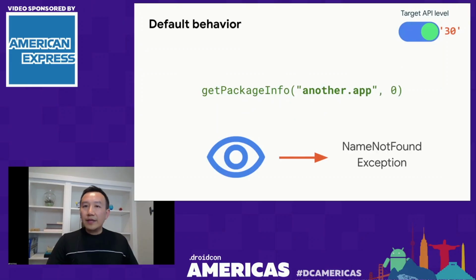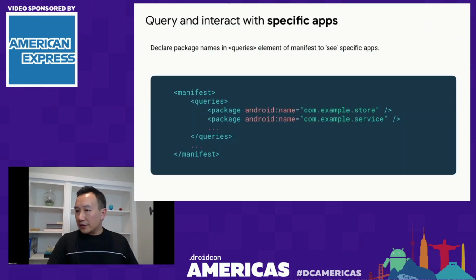So besides the scenarios that we just discussed, by default, your system will return name not found exceptions if you attempt to discover a random third-party package in your source code. Let's go through a few scenarios and how to handle them. If you need to explicitly interact with another app, for example, invoke a specific service, or I should say bind to that service, use the new queries elements in the manifest to explicitly list out all the package names that you would like to discover.